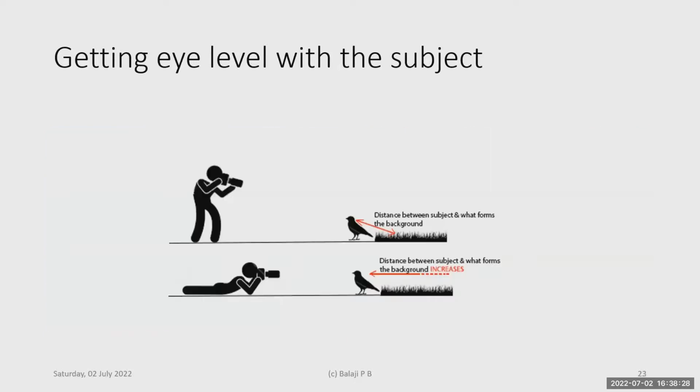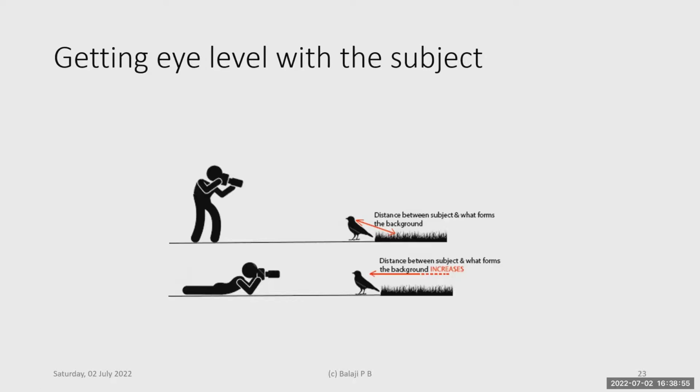So I highly recommend that you try to take images with eye level shots, particularly when small kids and other people are concerned. Another reason why we should try to take an eye level shot is that, let's say you're trying to shoot a bird standing on the ground. The distance between the subject and what forms the background is very short. So it doesn't make for a very pleasing picture.